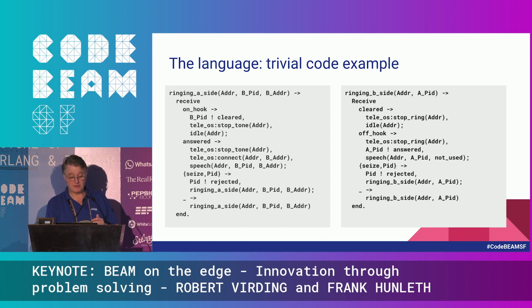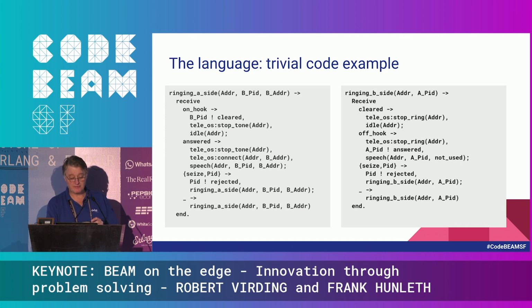We stop the ring tone and we tell the A state that we're answered, and then we go to the speech state by calling the speech state function. Now the A side then gets an answered, and it stops the tone and it tells the switch to connect. So the connection is set up by the A side here, and then we go to speech.